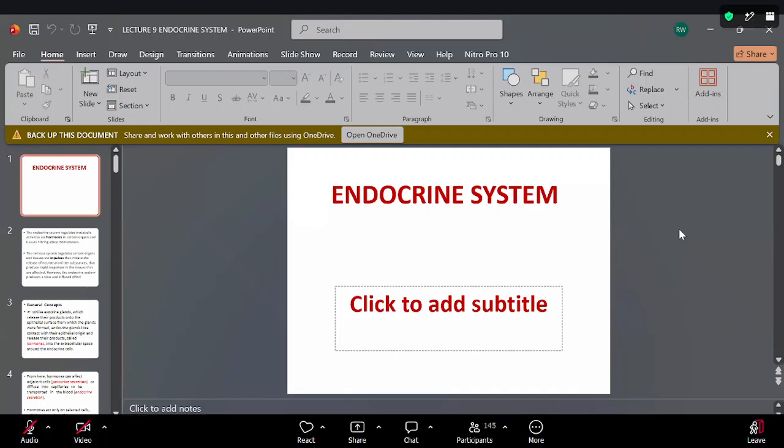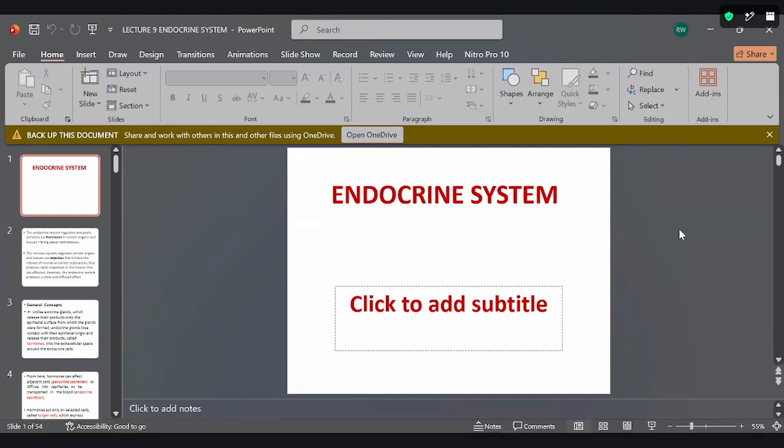Endocrine system. So basically this class, we are going to concentrate on the histology of the endocrine system. I'm also going to take you through the histology of the reproductive system and the urinary system. So for these 3 weeks, we're going to cover 3 systems: the endocrine, the reproductive system histology, and lastly, the urinary system.